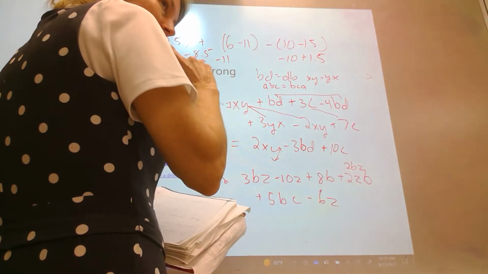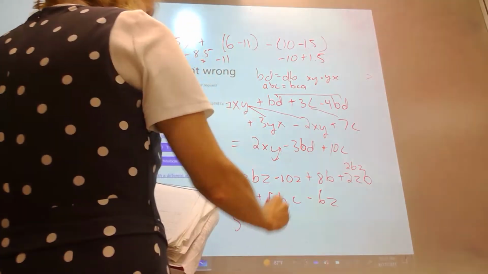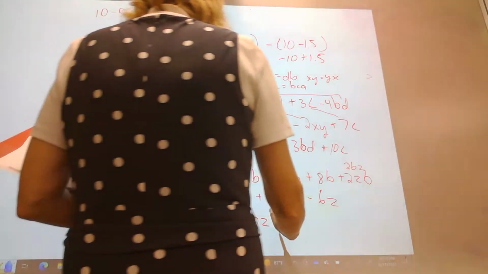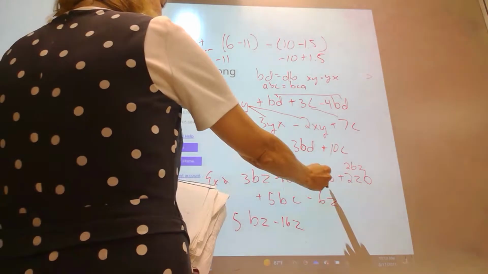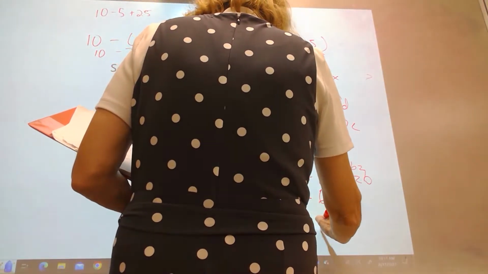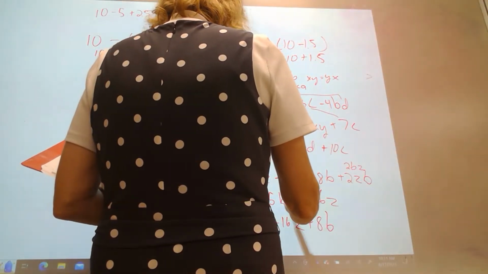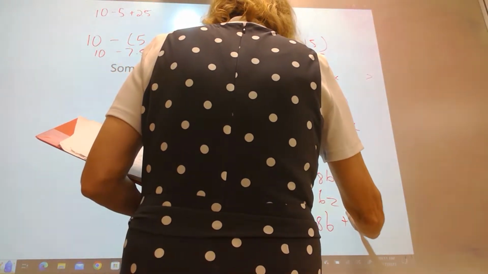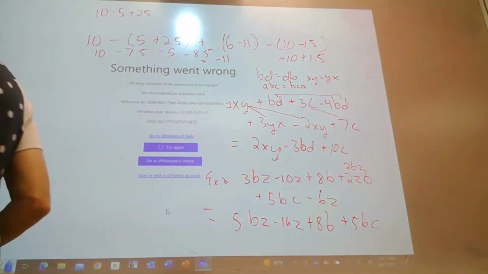Cheyenne, how many is that? 5BZ. And then minus 10 minus 6, minus 16Z. Can we combine the 8B with anything? No, there's no other B. And then we have 5BC. There's no other BC. Okay, so we just leave that as 5BC. Let's go to another one.